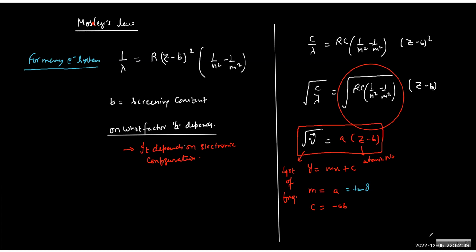Same transition, more energy. So Z must be more, no? Same transition, more energy, so Z must be more. Can you find the right answer?